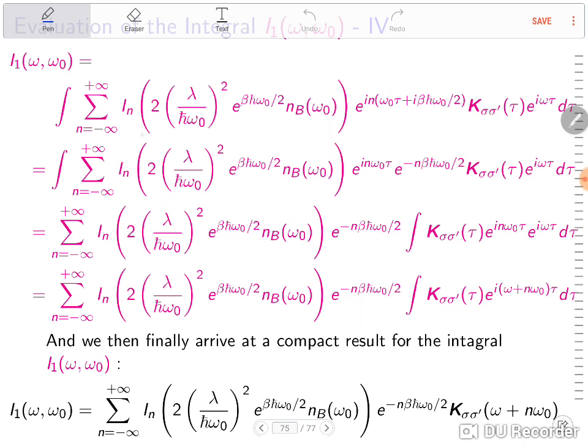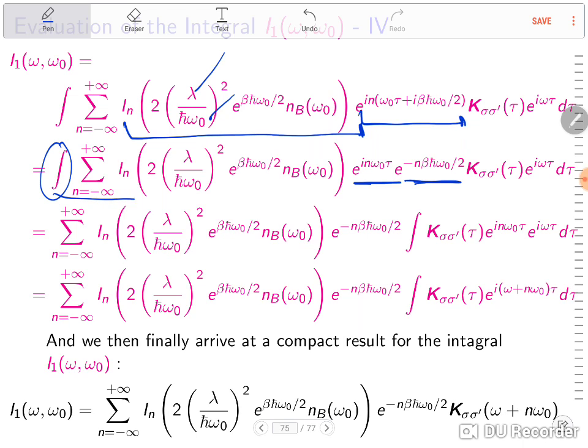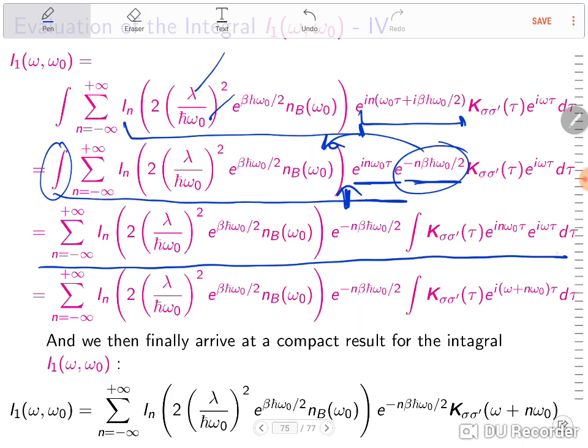Now we know that this is the Bessel function we need to calculate or evaluate. We're not going to do that here because that's for specific values of lambda and omega 0. We have this term here, and we're going to see something quite nice in just a minute. So we carry out the calculation. This depends on tau, and this doesn't depend on tau. We pull everything that doesn't depend on tau outside the integral, and then we end up with something like this.